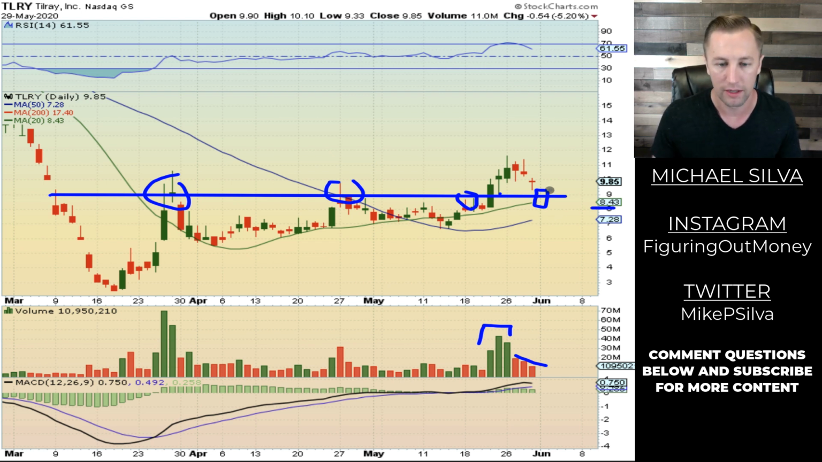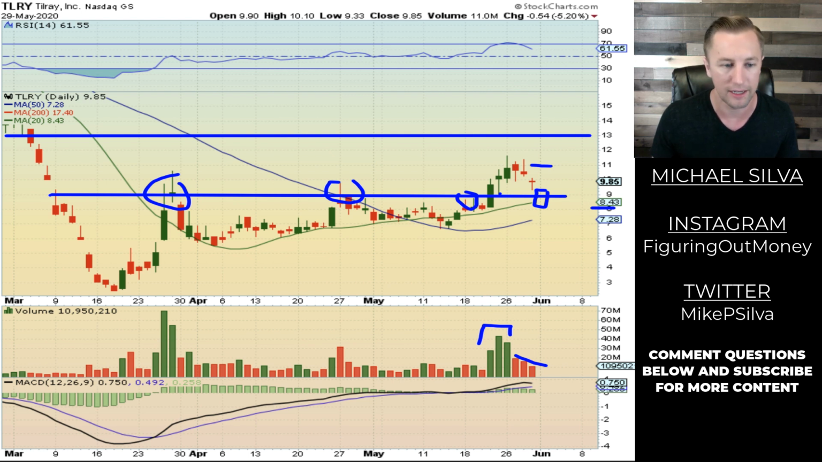And then my first price target would be right up here at $11, maybe just below that, like $10.95. And then I'd be looking at this $13 level here as another price target because it has some resistance in the prior area of the chart. So overall, a good risk versus reward setup. Nice breakout that took place on TLRY, and it looks like it's just a little bit of a retest before it moves maybe a little bit higher.